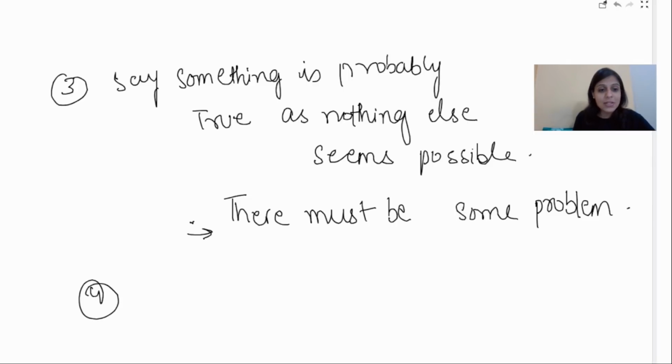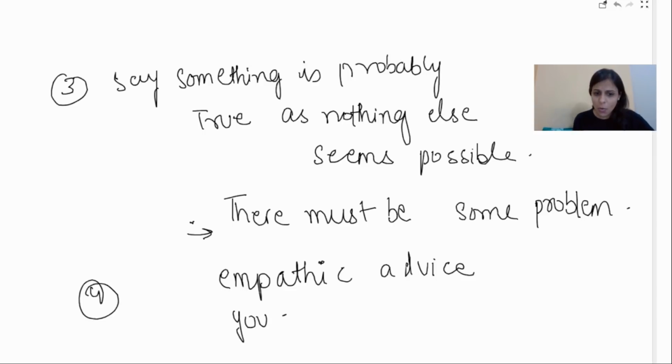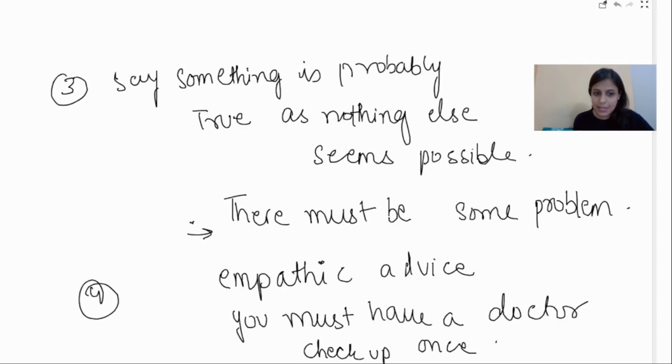The fourth case where we use must is to give very empathetic advice, personal advice where you can feel the pain as the other person does. For example, I say, you must have a doctor checkup once a year. So where we use must is where you have empathetic advice, you must do it.